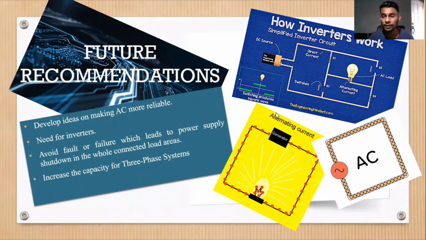Again, I am here to share about future recommendations. So our first idea is to develop ideas on making AC more reliable. Other than that, there is a need for inverters. Critics of AC power comment on the use of inverters to transform electricity from batteries into AC when used in home power systems. They say that this is an added expense and can be costly. Apart from this, there is also the waste associated with converted energy that can be between 5% to 15%. Also, most of the appliances designed for AC use are wasteful in terms of consumption.